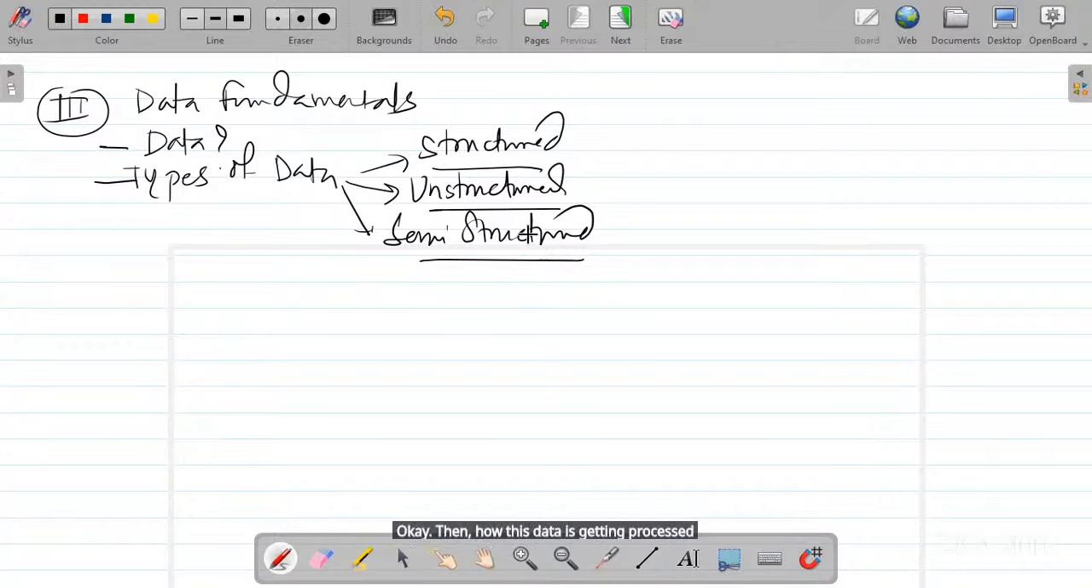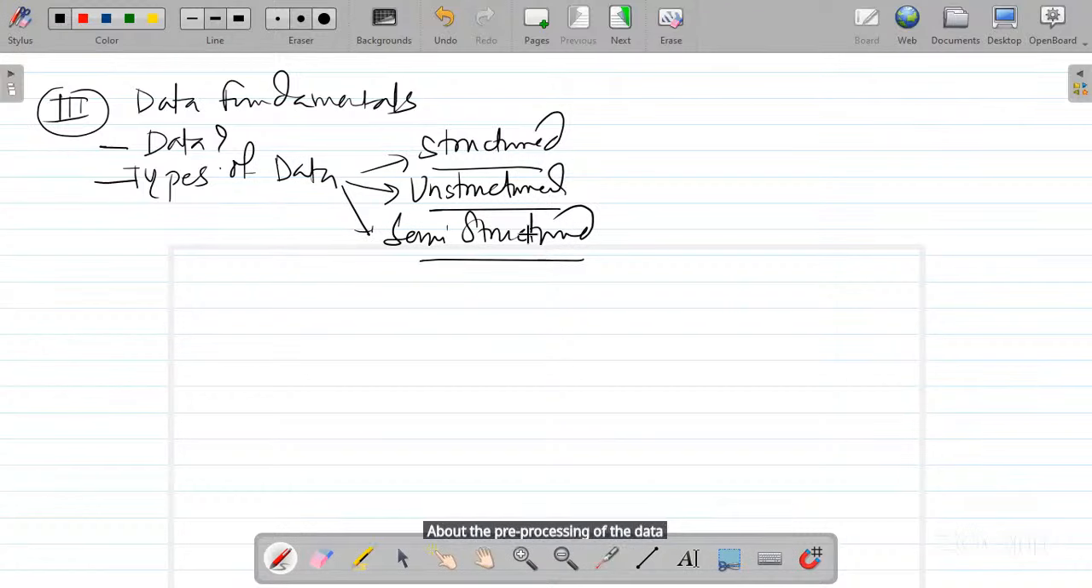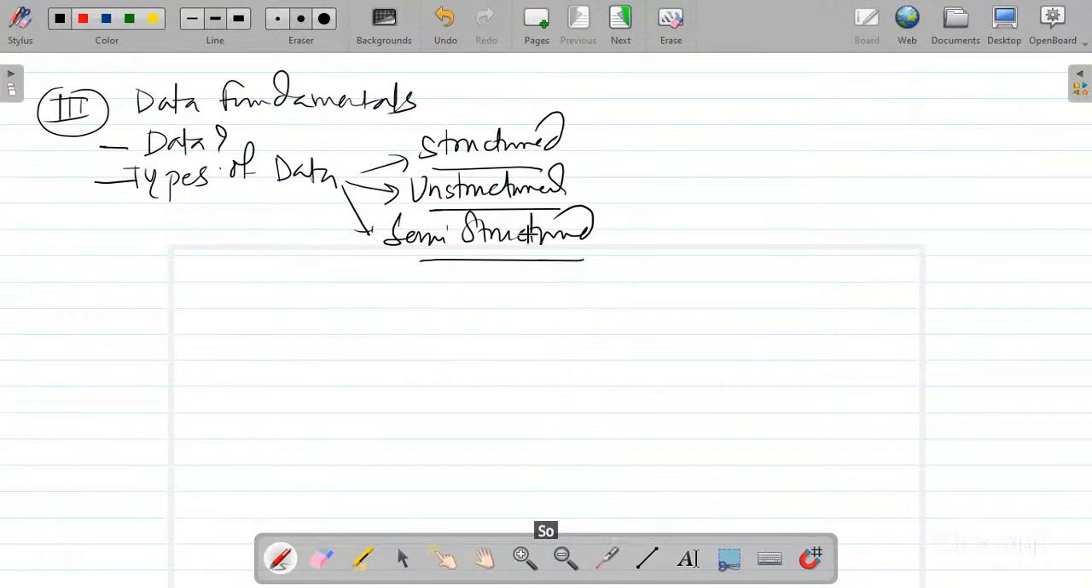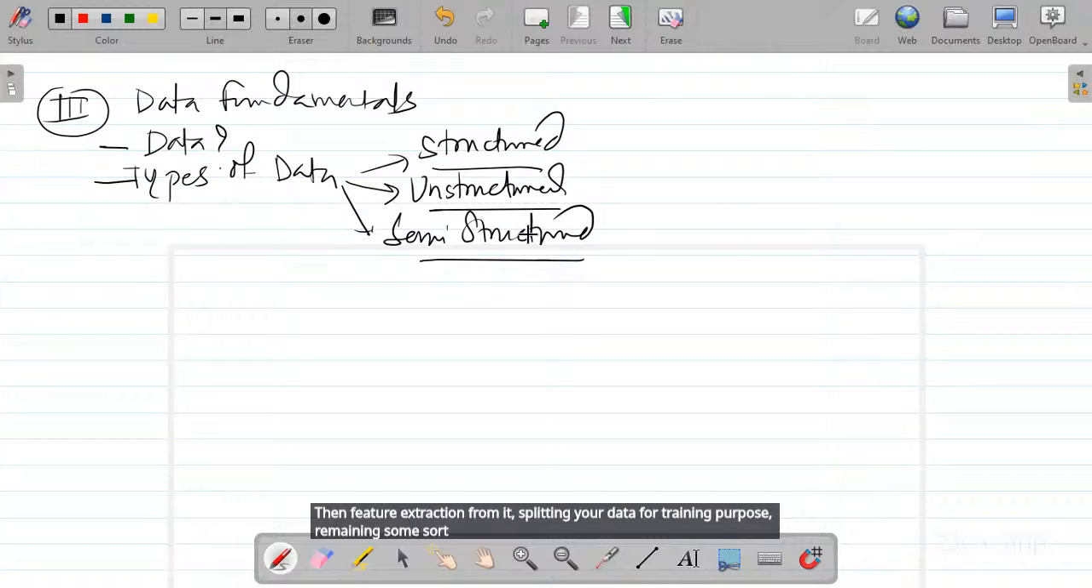So the pre-processing concept should be there. You should have a very clear idea about the pre-processing of the data. We all know that the data we are gathering from different sources will not be clean, will not be pure. So definitely it will require an ETL process, cleaning, normalization, then feature extraction from it, and splitting your data for training purpose, keeping some data for testing purpose.